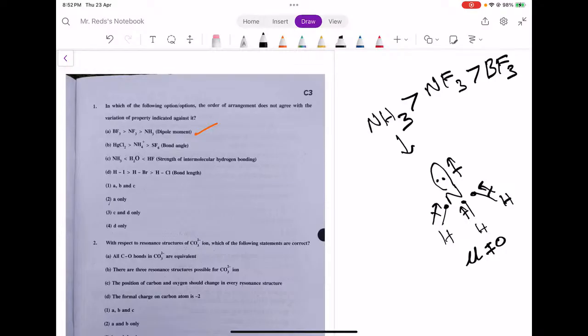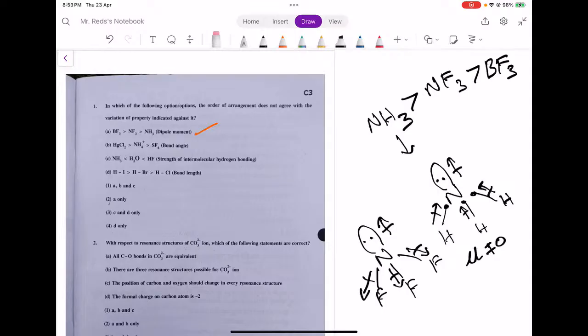Taking the NF3 molecule, nitrogen trifluoride: nitrogen, fluorine, fluorine, fluorine, lone pair. 3 bond dipoles move towards the downside, means towards the fluorine atoms. 1 bond dipole moves towards the upside. This molecule has a dipole moment, but compared to the ammonia molecule, it has less dipole moment. Because 3 bond dipoles move down and 1 bond dipole moves upside. That's why.